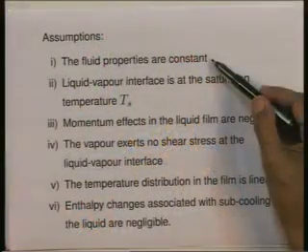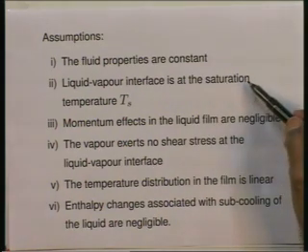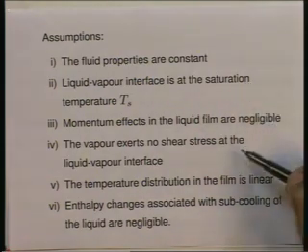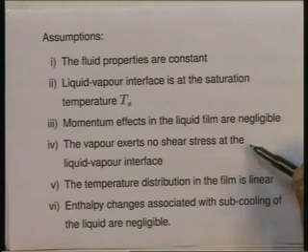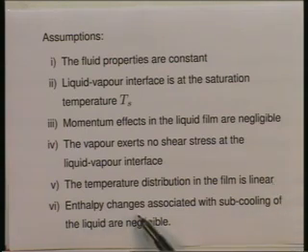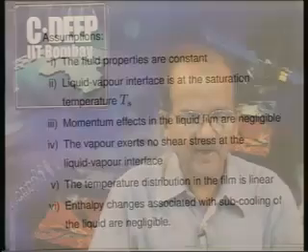So, these were the 6 assumptions that Nusselt made. Number 1, fluid properties are constant. Number 2, liquid vapor interface is at the saturation temperature T s. Number 3, momentum effects in the liquid film are negligible. Number 4, the vapor exerts no shear stress at the liquid vapor interface. Number 5, the temperature distribution in the liquid film is linear, and finally, number 6, enthalpy changes associated with subcooling of the liquid are negligible. These were the assumptions which Nusselt made.